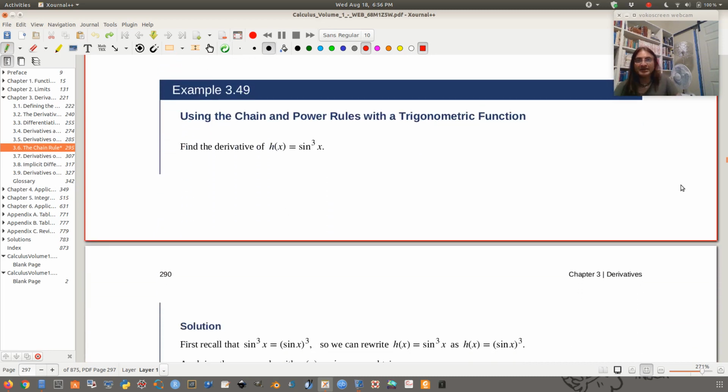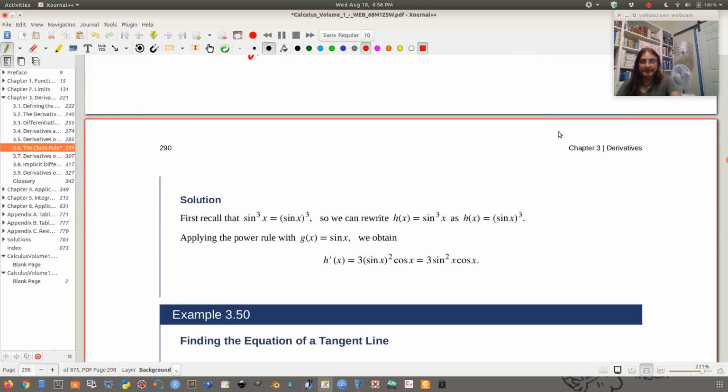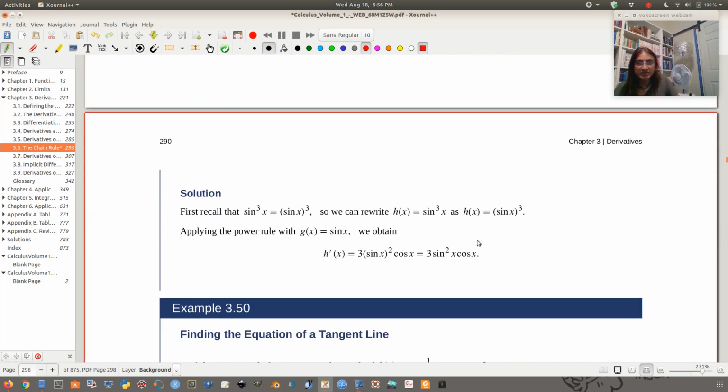So here is sine x cubed. I already did this, right? So h prime x is 3 times sine square x times the derivative of our g here, sine x, so times cosine x. Okay, 3 sine square x cosine x.